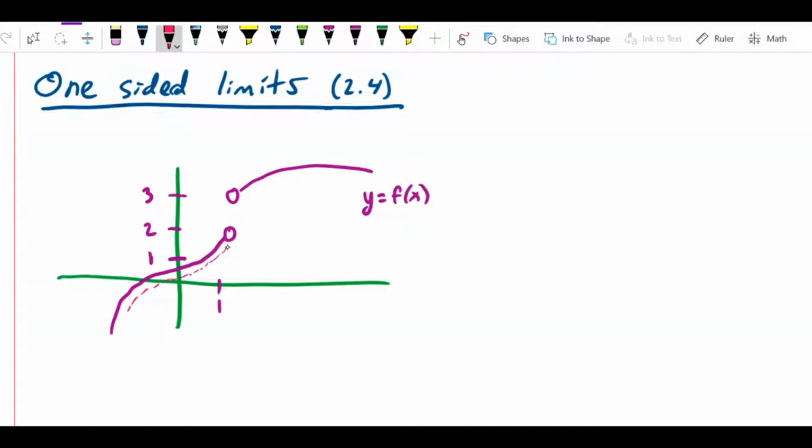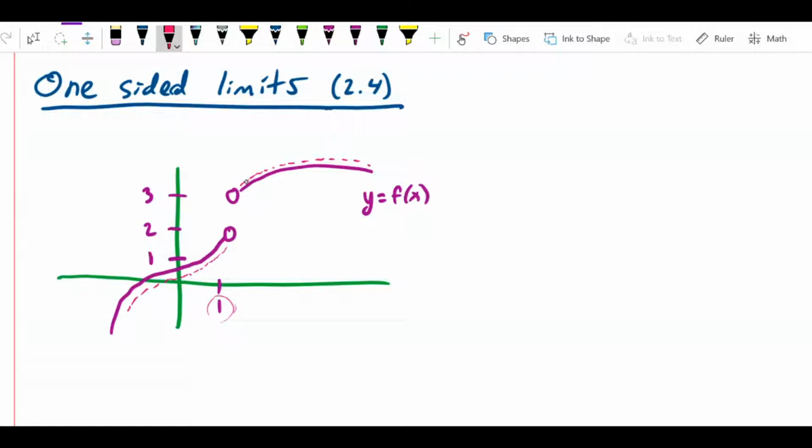If you're crawling along from the left side of the x value 1 that I've drawn here, you would conclude that you were going to end up at a y value of 2. On the other hand, if you were crawling along on the positive side, the right side of the value 1, you would conclude that you're going to end up at the value 3. So it looks like we can't really say that we conclude that we're going to end up in any particular place. But that doesn't mean that there's no statement that we can make about this.